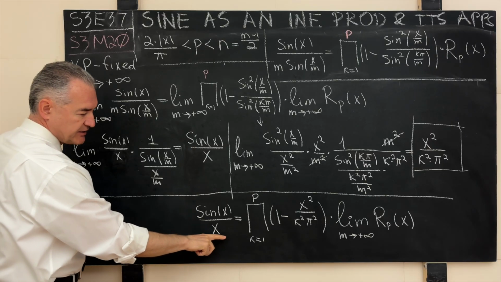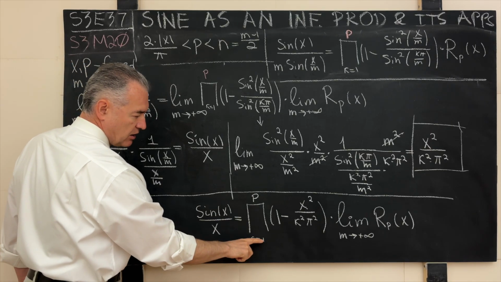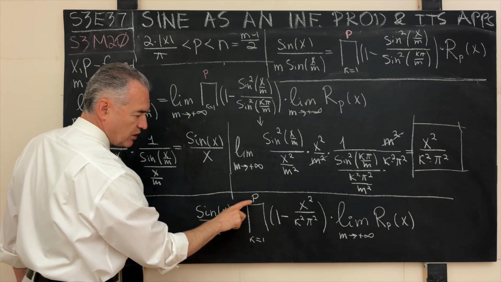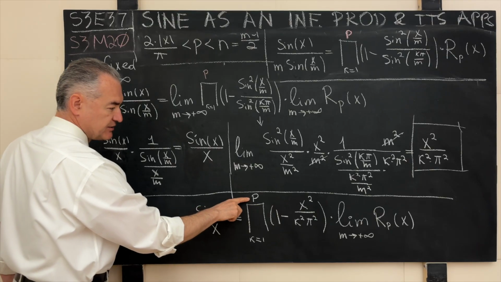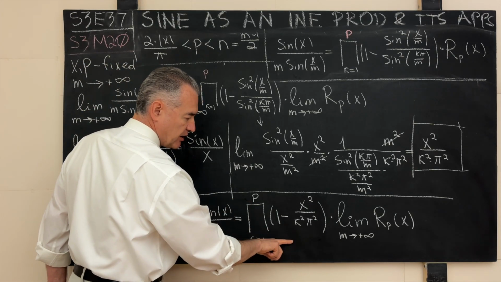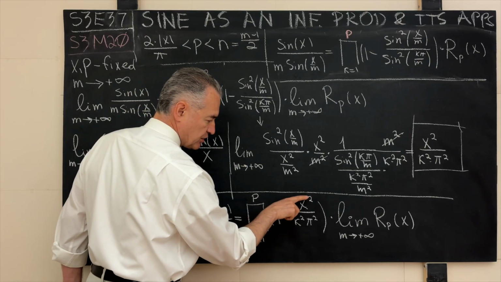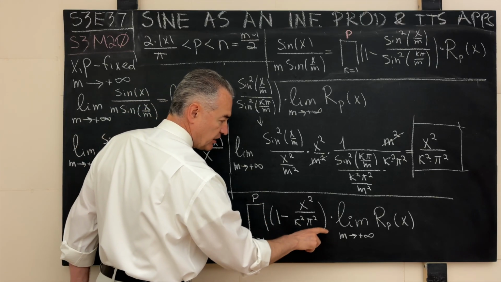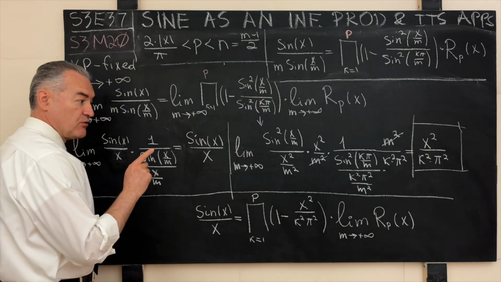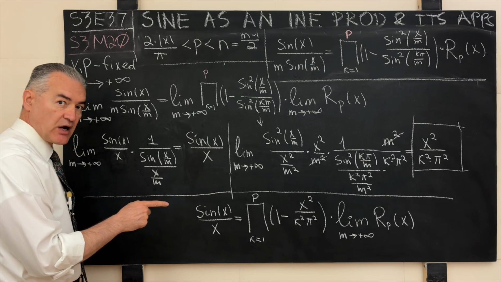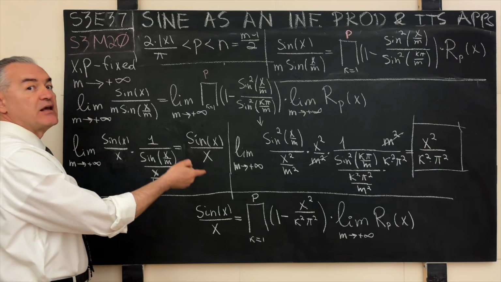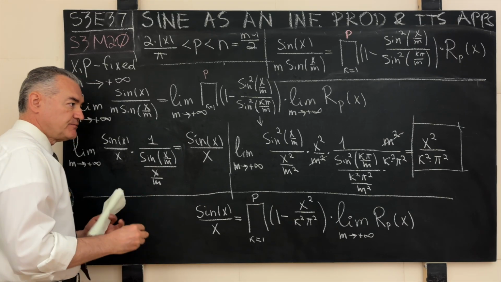sine of x divided by x is equal to the product over the dummy multiplication variable k that varies from 1 to p. Remember that p is, at this point, fixed. We have this finite product of p terms, x squared over k squared times pi squared, times the limit of our residual product, remember. And we will deal with the limit of this residual product, based on the bounds that we developed in the previous segments, as follows.